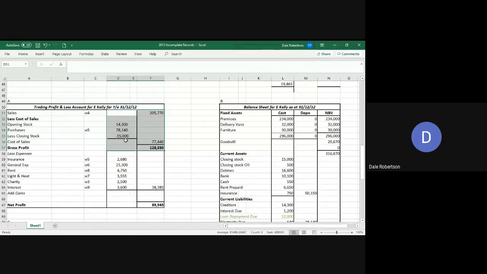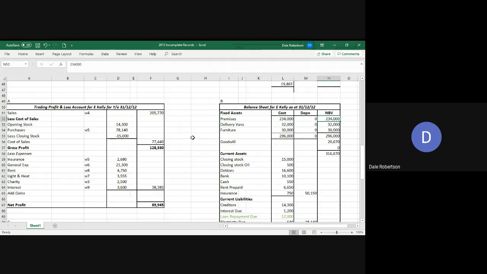We separate that out because, of course, we've done the heating oil stock in the light and heat working. This is just the 15,000 trading stock. Insurance, general expenses, rent, light and heat, charity, which was just straight from the bank account, and interest, all of these are our expenses. And there is no income in this question because there is no interest received on an investment fund, for example.